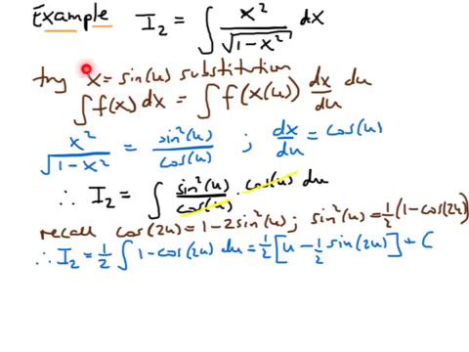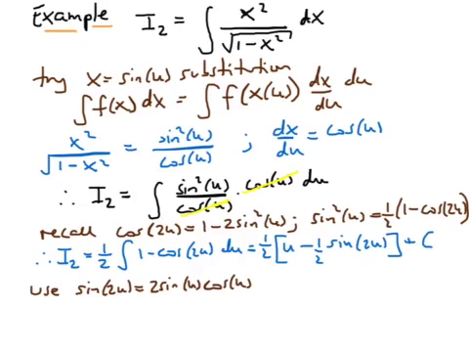So if x is sine u, u is going to be the arcsine of x. But what about here? Well, here we're going to have to use a double angle formula, and we can write sine of 2u as 2 times the sine of u times the cos of u. So what we're going to do is use sine of 2u is 2 sine u cos u.